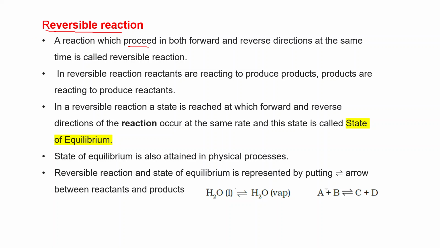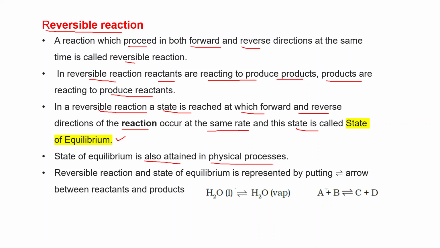A reaction which proceeds in both forward and reverse directions at the same time is called a reversible reaction. In a reversible reaction, reactants are reacting to produce products and products are reacting to produce reactants. A state is reached at which the forward and reverse directions of the reaction occur at the same rate. That is, the rates of the two opposite processes become the same, and this state is called the state of equilibrium. Clear? The state of equilibrium is also attained in physical processes.